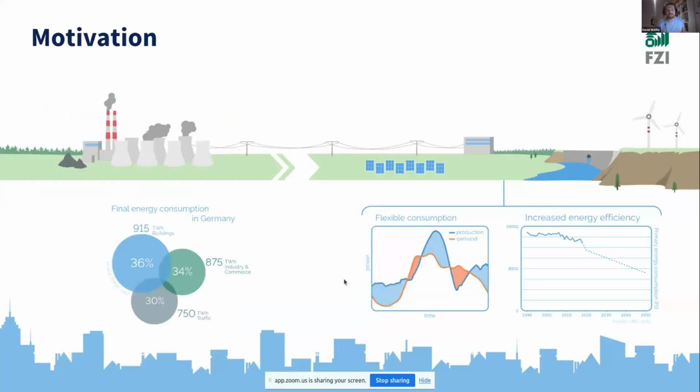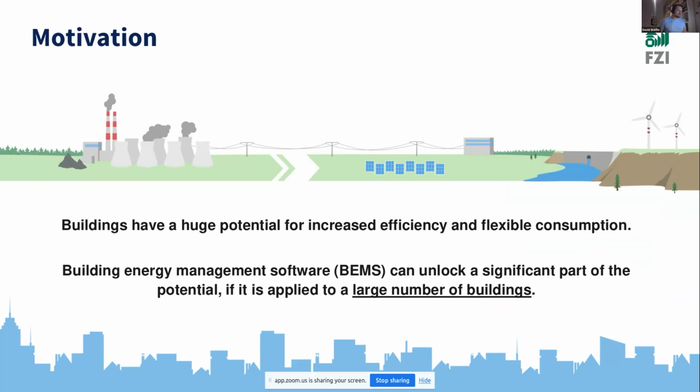As usual, and as everyone before, I want to have a nice introduction. You know the drill. We have the energy transition. There are two major issues we have to face. One is the mismatch between production and demand from renewable energy sources, and the next one is that we have to increase energy efficiency to reach our climate goals worldwide. We also know that buildings have a high share, roughly a third depending on the country, of final energy consumption, which gives them huge potential for increased efficiency and flexible consumption.